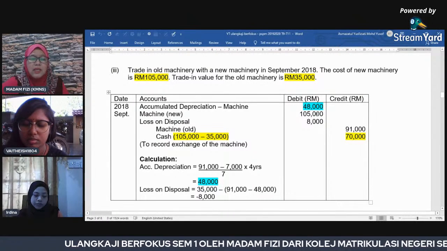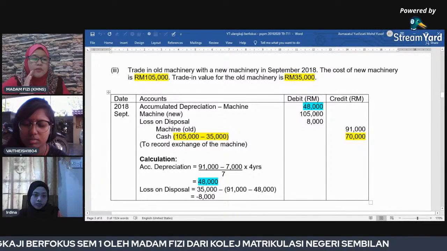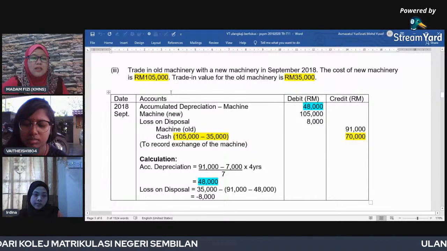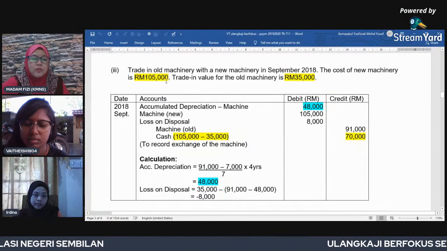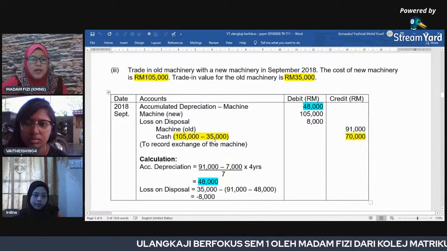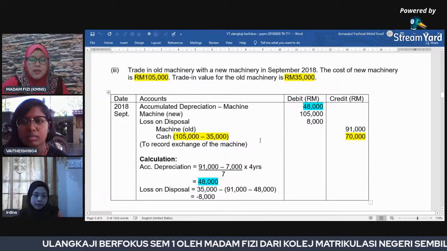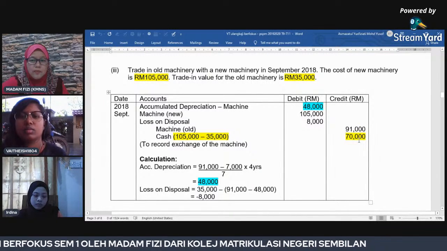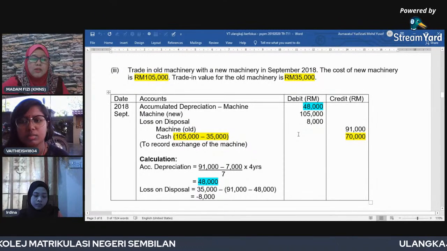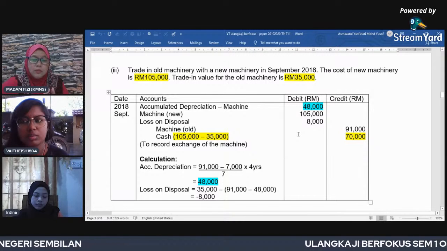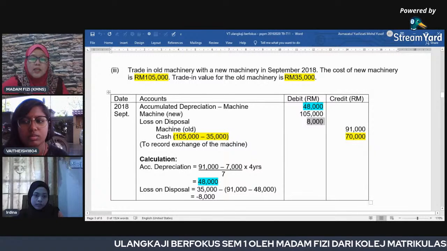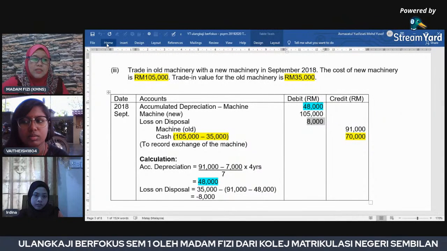105,000. And then the fourth step is to record the cash. How to get the cash? The cost of the machine is 105,000, so you minus the trade-in value, 35,000. So credit cash 70,000. After that, to know loss on disposal or gain on disposal, you balance the accounts, and then you get the missing figure at the debit side.